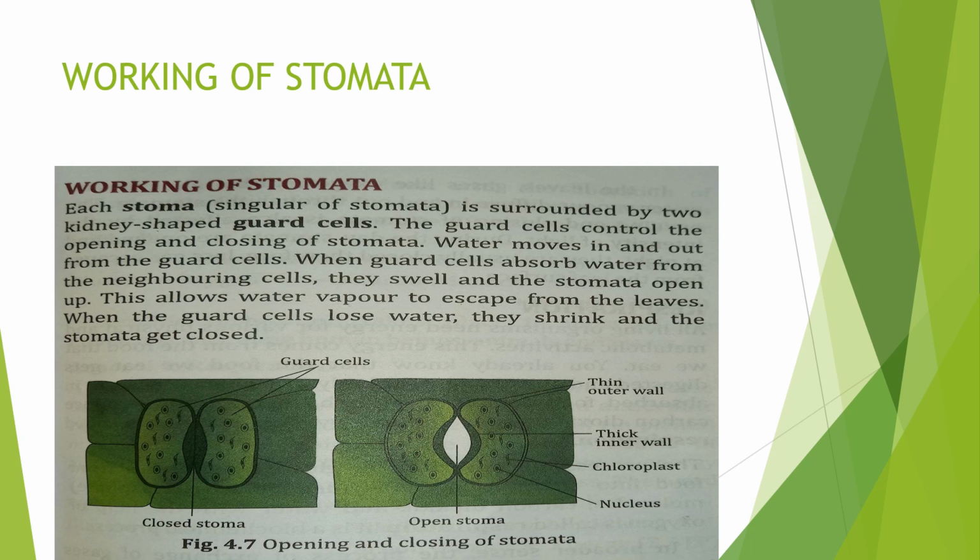When guard cells absorb water from the surrounding cells, they swell up and the stomata open up. This allows water vapor to escape from the leaves. When guard cells lose water, they shrink and hence the stomata get closed. So here I have shared one picture of opening and closing of stomata for a better view and understanding. You can see it and copy it down in your assignment copies.